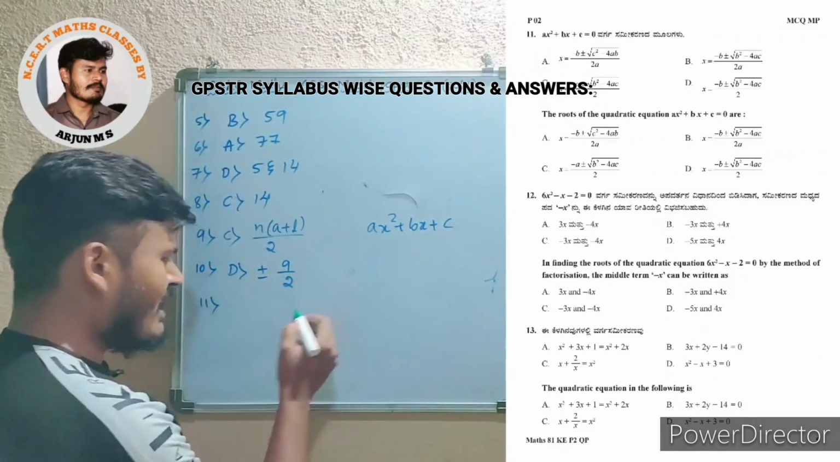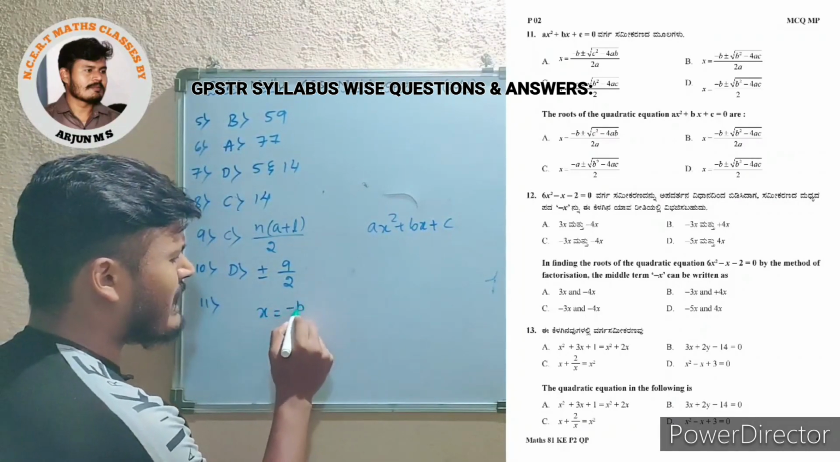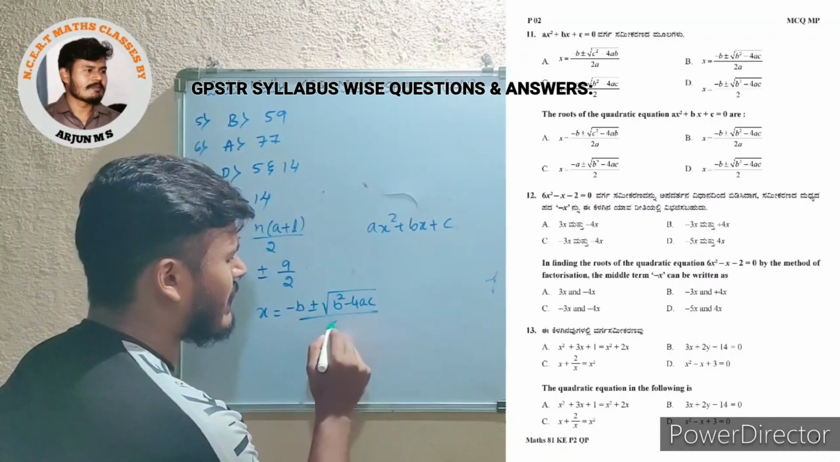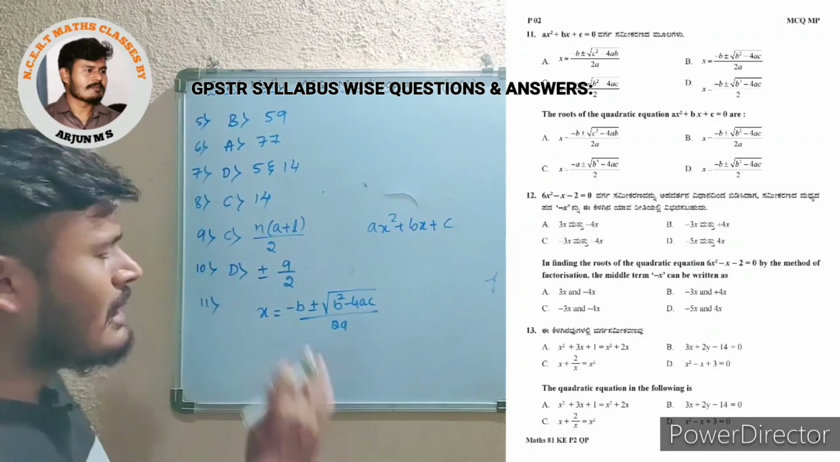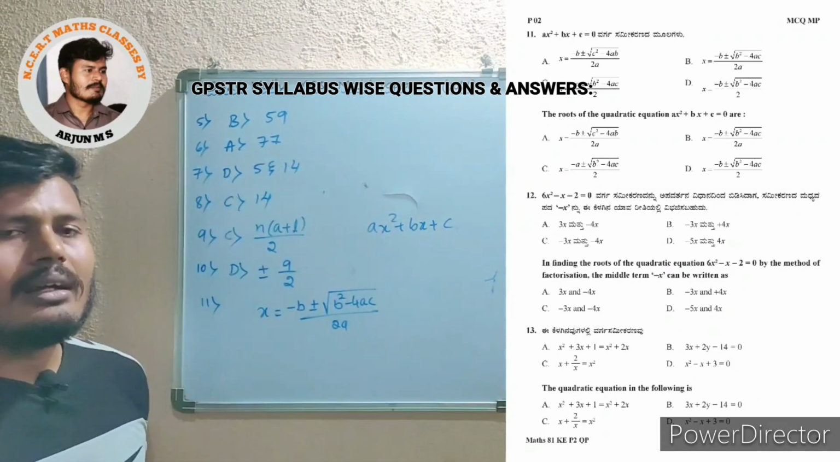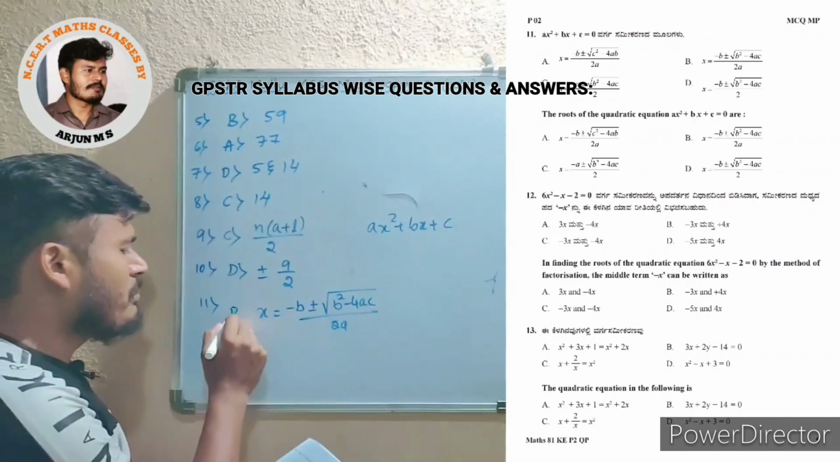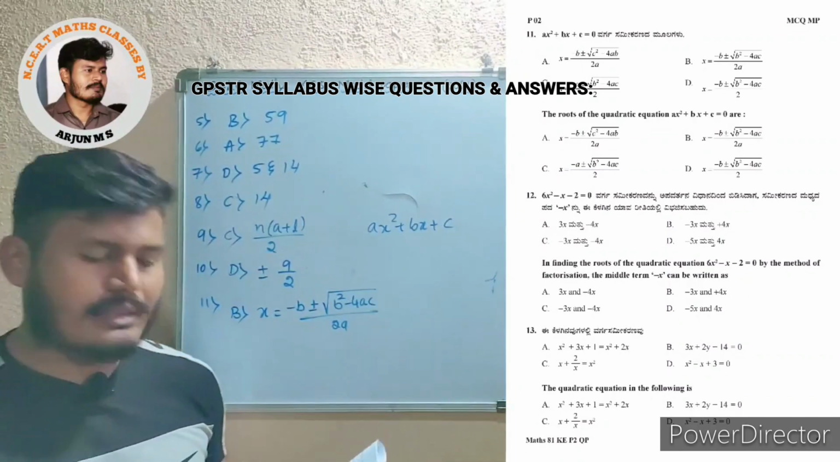That's why here the required roots are x is equal to minus b plus or minus square root of b square minus 4ac divided by 2a. This is the quadratic formula. This is the roots of the given standard form of quadratic equation. You just observe here, option B is the correct answer.